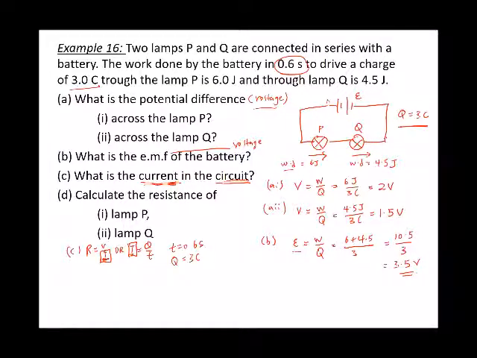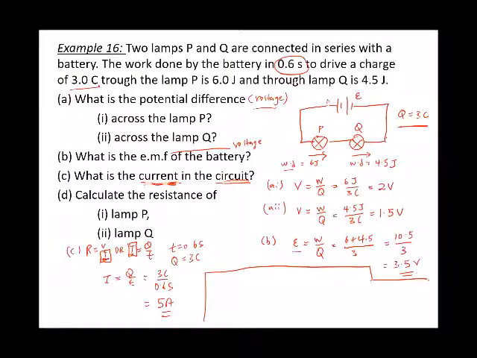So immediately, between these two formulas, which one will you choose? You choose I equals Q over T. So Q is 3 coulombs over the time of 0.6 seconds. You will get 3 divided by 0.6, which gives a value of 5 ampere. So this is for part C.